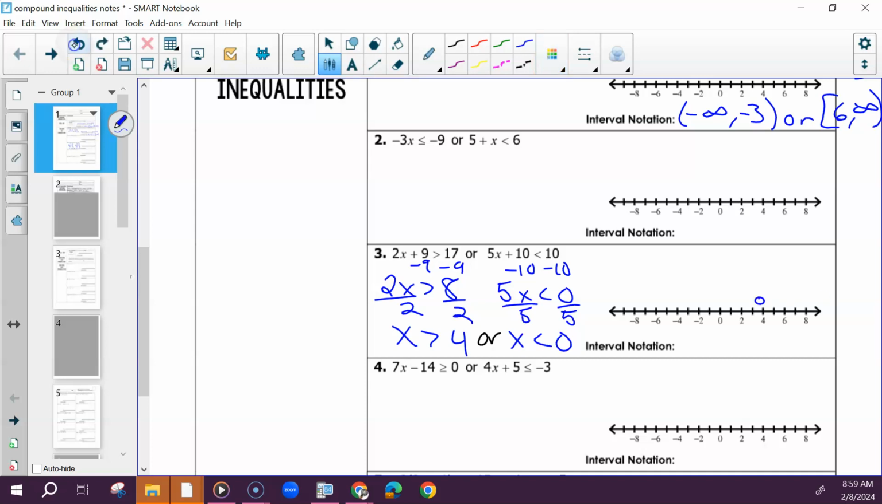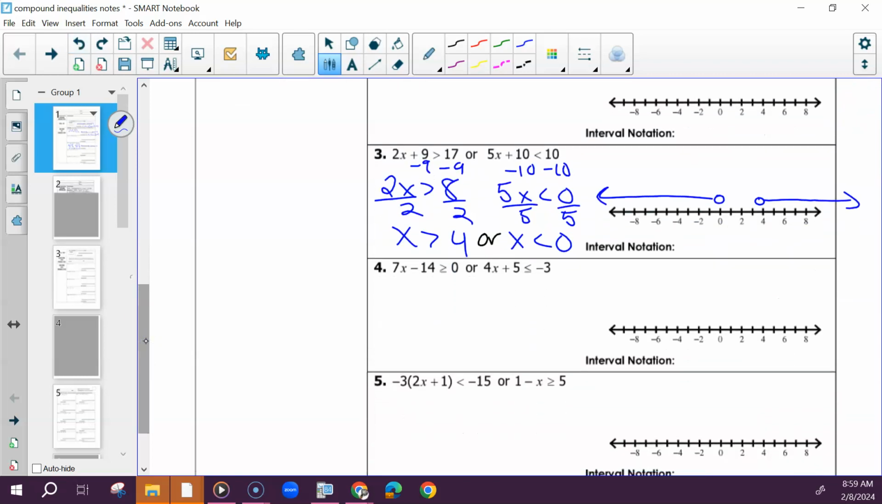So those should both be open. Whoa, how did we do that? It doesn't matter if you rearrange this, put this so that the less than is on the left and the greater than is on the right. If that helps you see it better, you can do that, but you don't have to.